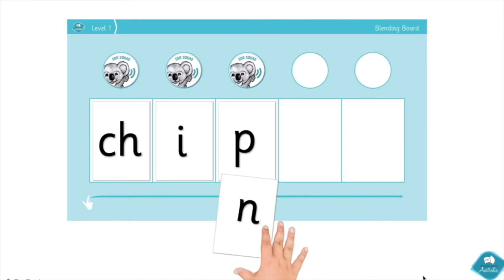Now, when we look at our digraphs, they represent one sound. So when using Elkonin boxes or blending boards like this one that we have here at Decodable Readers Australia, two letters go into the one sound box because it is making one sound. So chip, and it's about to be changed to the word chin. The ch sound is holding one sound, but it is represented by two letters.